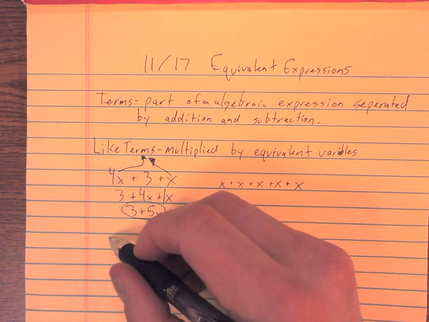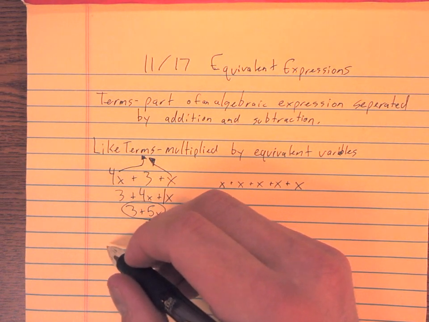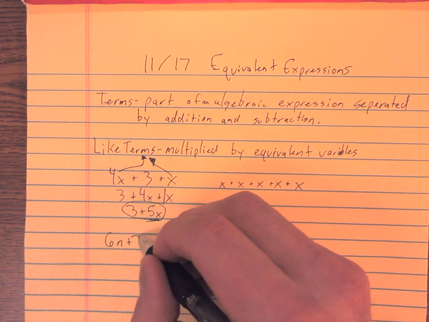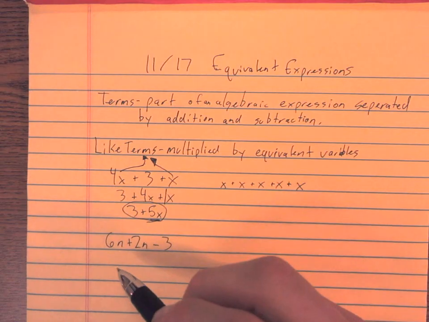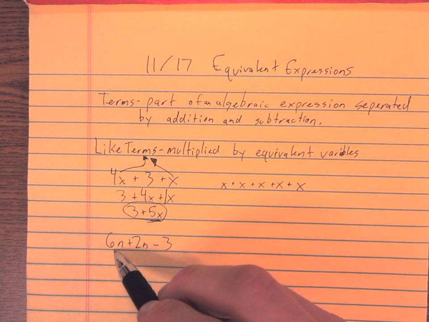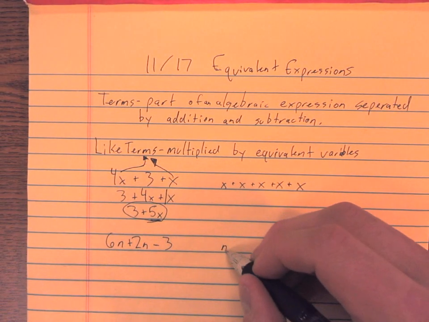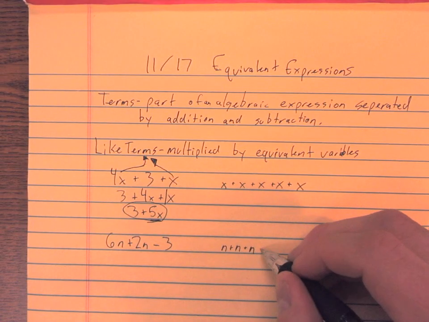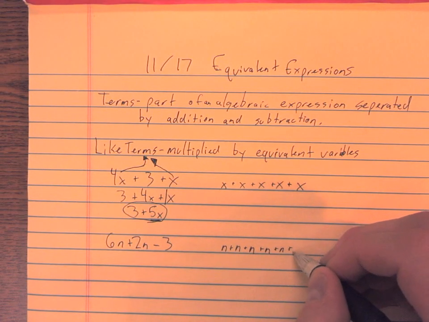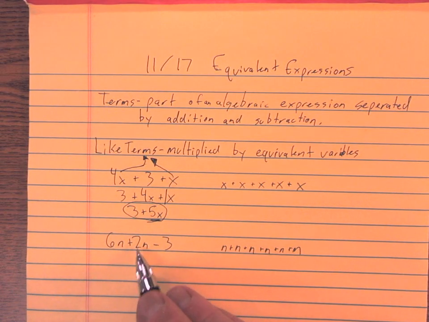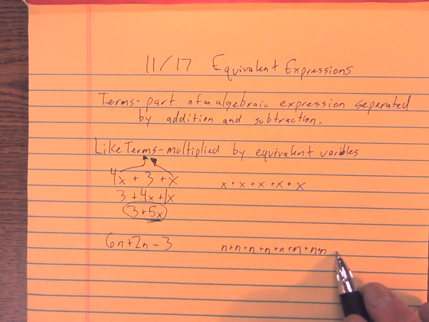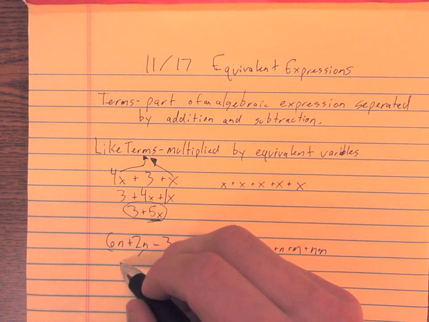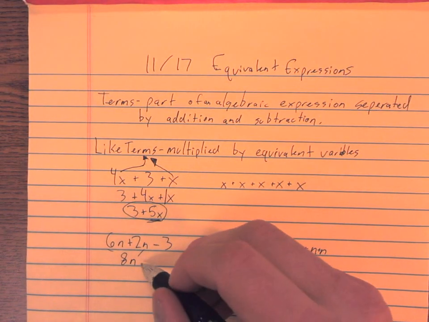So let's do one more example of that. We could have something like 6n plus 2n minus 3. So now, again, multiplication is just repeated addition. So if I'm doing 6 n's, I would take n plus n plus n plus n plus n plus n. I got 6 n's. I'm adding 2 more n's. So there's 2 more n's. And now I'm actually adding together 8 different n's. So this 6n plus 2n becomes 8 n's.